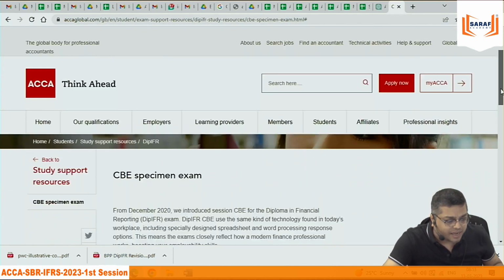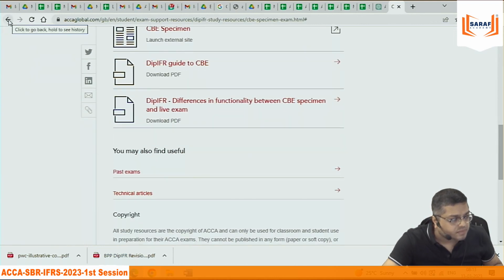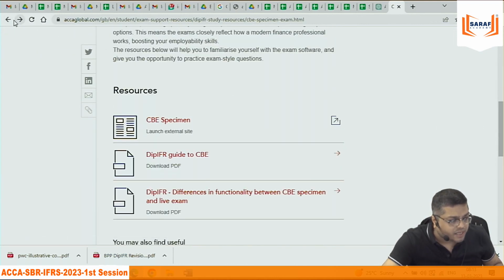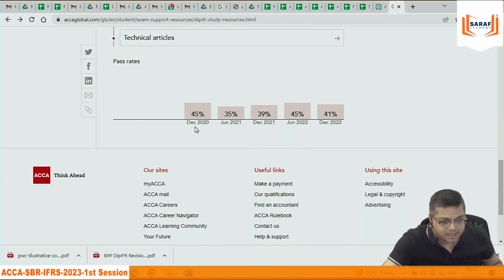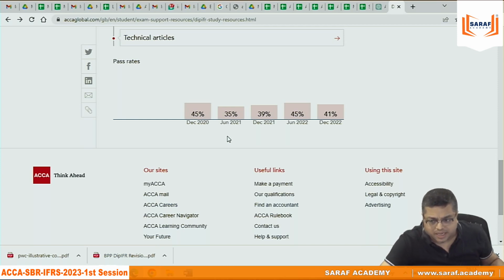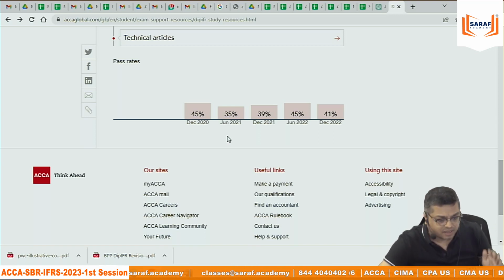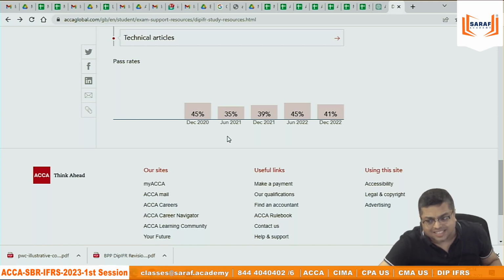For the IFRS exam, one more thing. The pass percentage in the last 5 terms. This is the pass percentage, IFRS: 45, 35, 39, 45, 41. Can we say the average pass percentage is around 40%? 1 or 2% here and there. Out of 100 students giving the exam, around 40 students are passing the exam. Earlier, around 2 years back, the pass percentage was 50%. But in the last 2 years, the pass percentage has reduced.